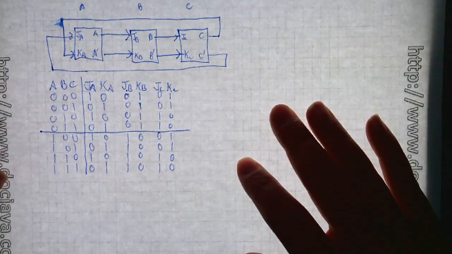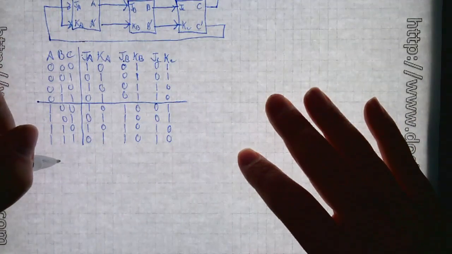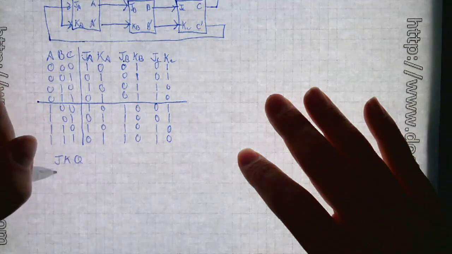How am I doing so far? Did I go too fast? What if J and K were both 1 or both 0? If they were both 1, it would be in a toggle state. If they were both 0, it would be in a hold state. You can kind of see that. Someone asks this question about JK and Q.